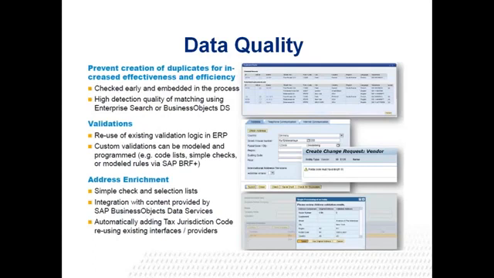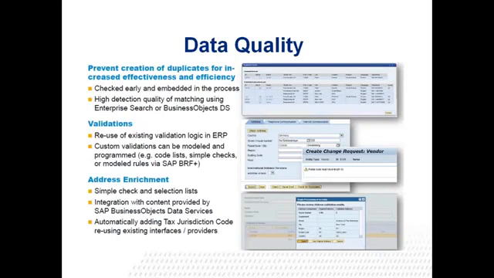So which triggers whenever the data is getting created. So that is the way you can make sure your data is of good quality and all validations are met. And address enrichment. So address enrichment, again, needs an external tool to enrich the address, like business objects.